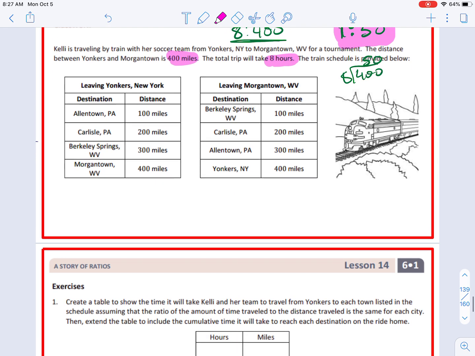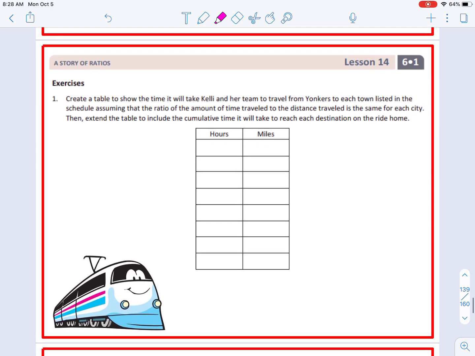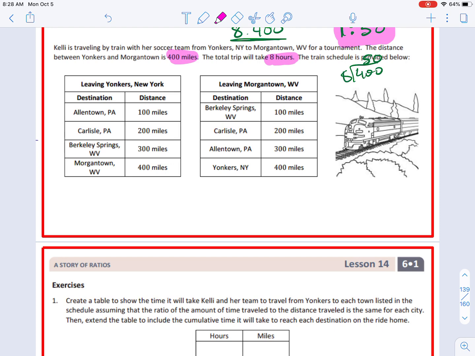So let's move on. It says create a table to show the time it will take Kelly and her team to travel from Yonkers to each town listed in the schedule, assuming that the ratio of the amount of time traveled to the distance traveled is the same for each city. Then extend the table to include the cumulative time it will take to reach each destination on the ride home.